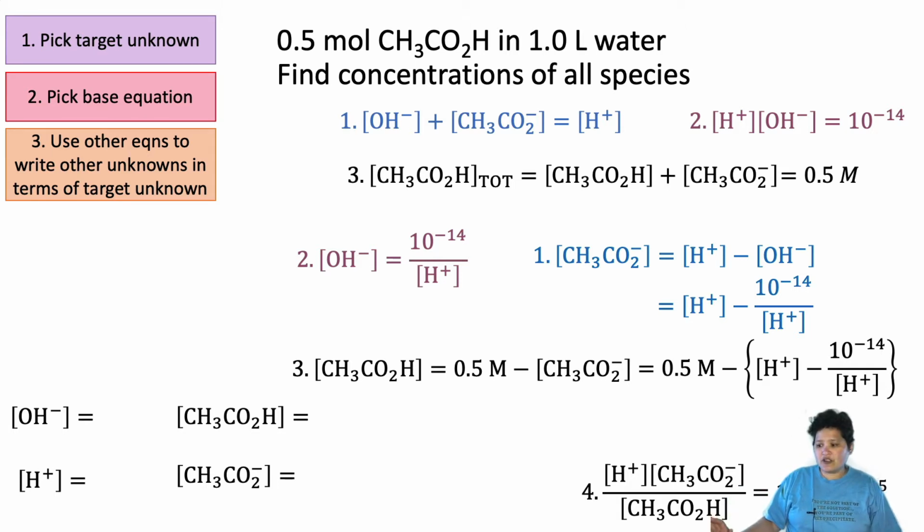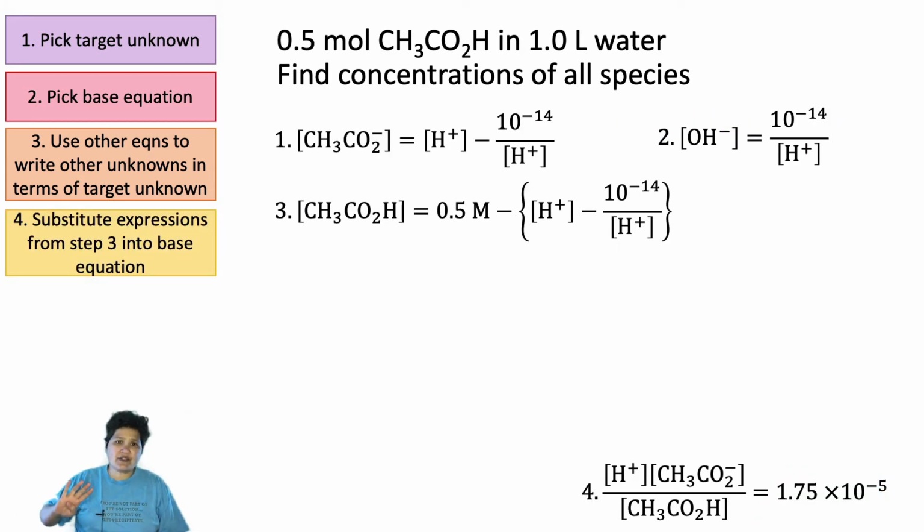That concludes step 3. We now have 3 different equations for each of our 3 non-target unknowns that describe their concentration in terms of the H plus concentration. So we are good so far. Now we go to step 4, and in step 4, we're going to substitute those expressions we derived in step 3 into the base equation.